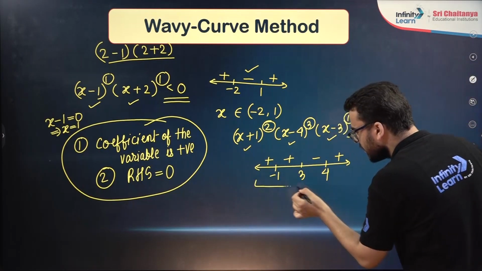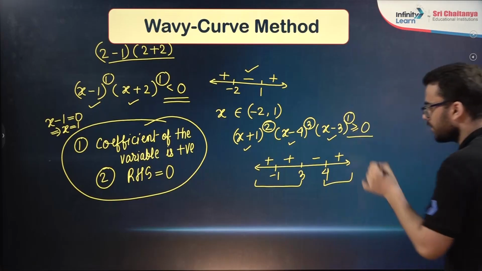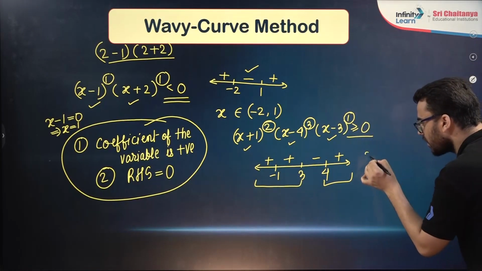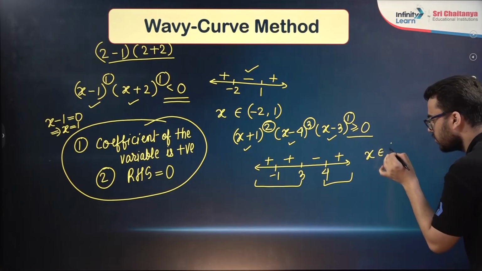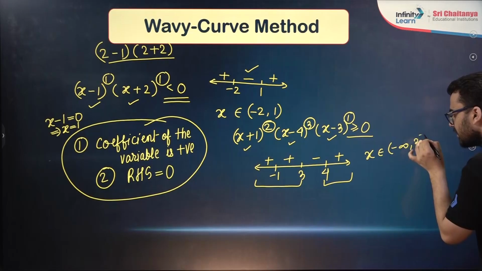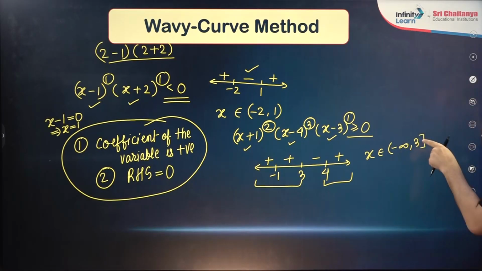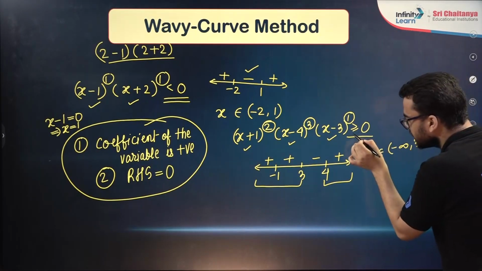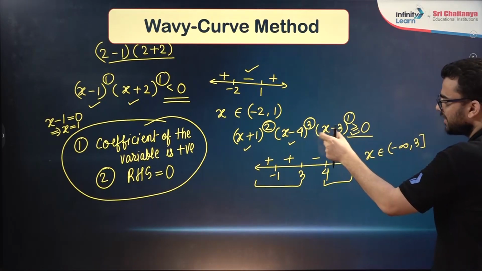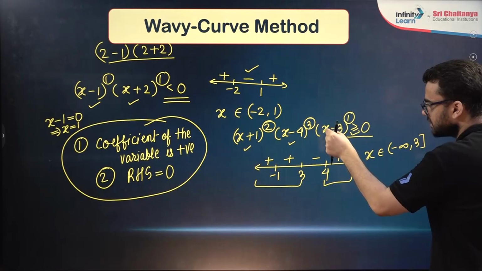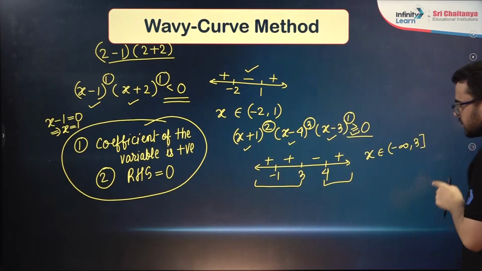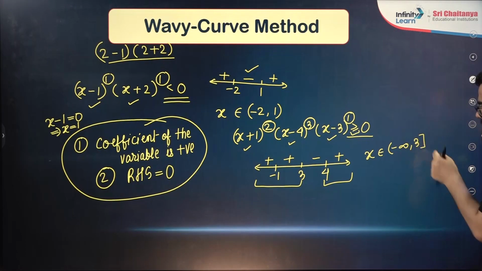So, you see this part will come up and this part will come up. I hope you understand. So, from minus infinity, I will say like this, x belongs to minus infinity to 3. You see, 3 can be included as well. Why can it be included? Because that is equal to 0 as well. If you take x equal to 3 in the left hand side, it is the zero of this polynomial, so it will make the whole expression 0. Therefore, 3 has to be included.